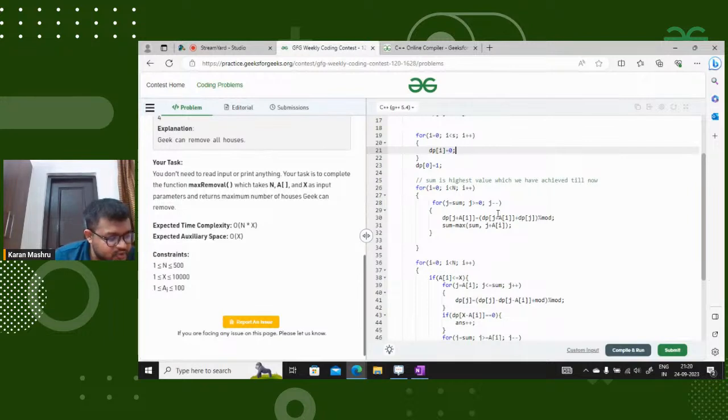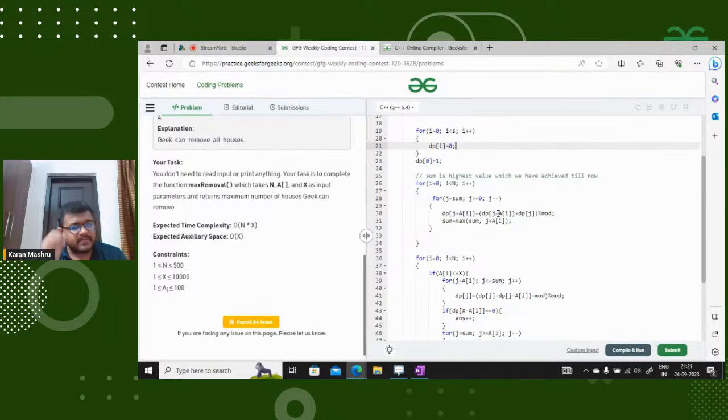I didn't get the exact approach of what you are trying to say right now. Okay, I'll explain that once more. Don't worry, I will also dry run on this so you'll get a better idea. So sum is basically the highest sum which we have achieved till now.